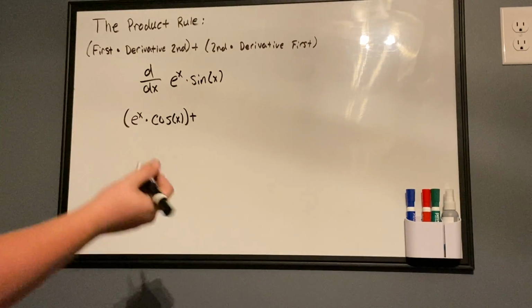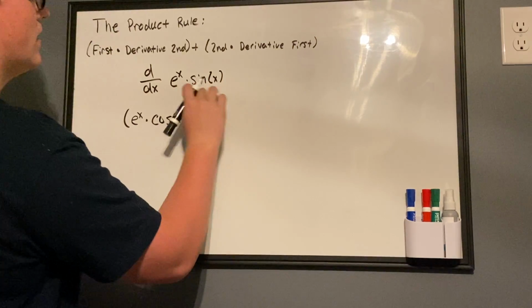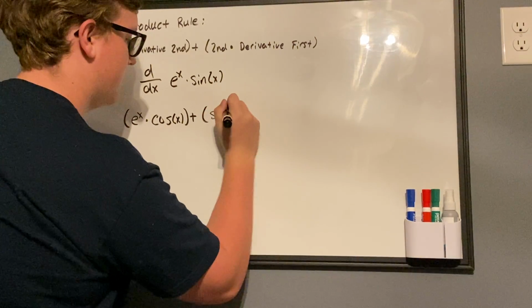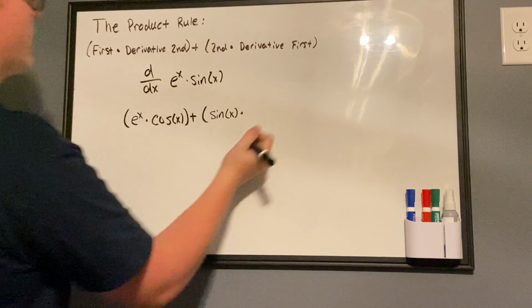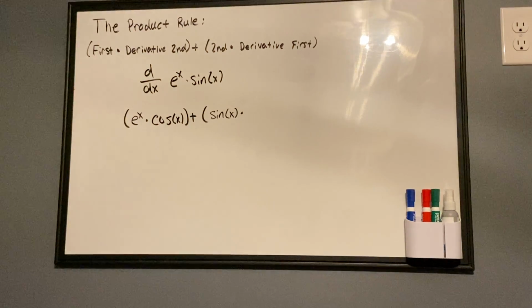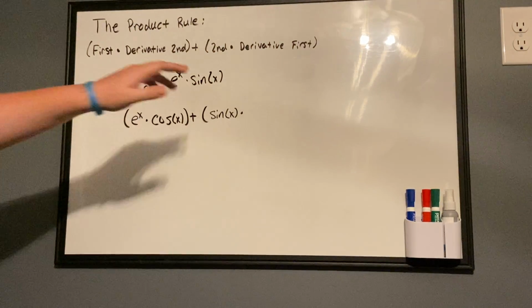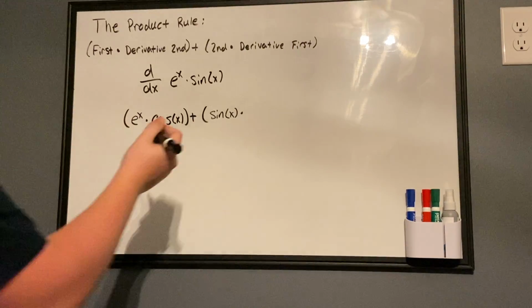So let's do the same thing on this other side. So now we have the second term, which is our sine x, times the derivative of the first. Well, again, in that video, I went over the derivative of e to the x. The derivative of e to the x is itself. It's going to be e to the x.